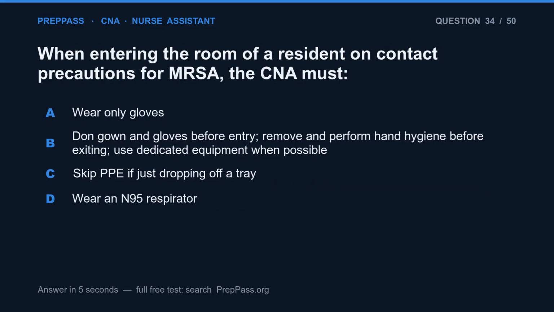Question 34. When entering the room of a resident on contact precautions for MRSA, the CNA must A. Wear only gloves. B. Don gown and gloves before entry, remove and perform hand hygiene before exiting, use dedicated equipment when possible. C. Skip PPE if just dropping off a tray. D. Wear an N95 respirator.